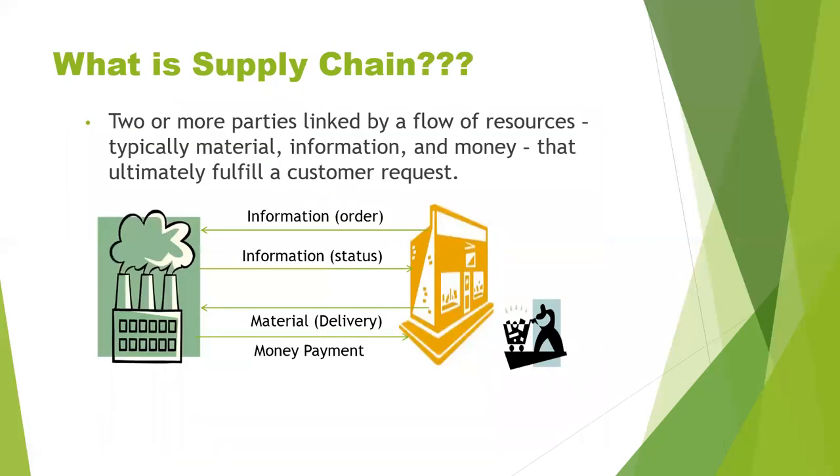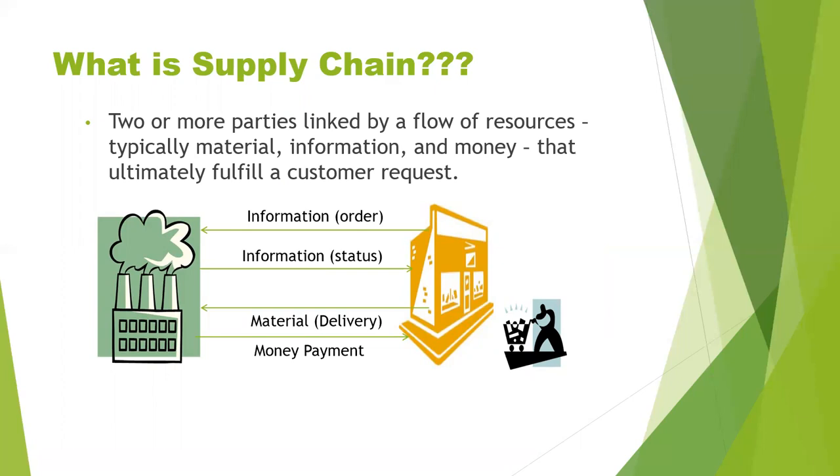Supply chain involves two or more parties, and these parties are linked by various resources, typically like material, information, and money. And the main goal of the supply chain is to fulfill the customer's request.